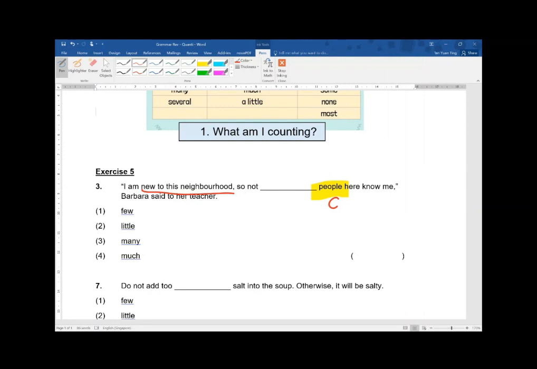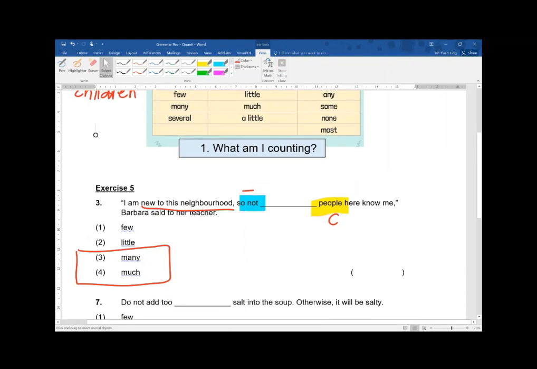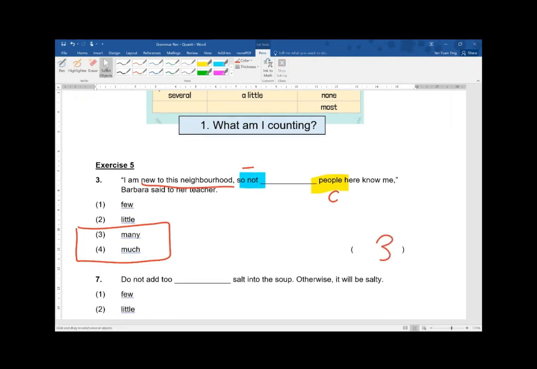And because you have this word over here, not, it is a negative word. Okay, so even though she will know few people, we have the negative here, we need to put the opposite over here. So not many people know me or not much people know me, the answer is many because we are looking at countable. So not many people here know me.